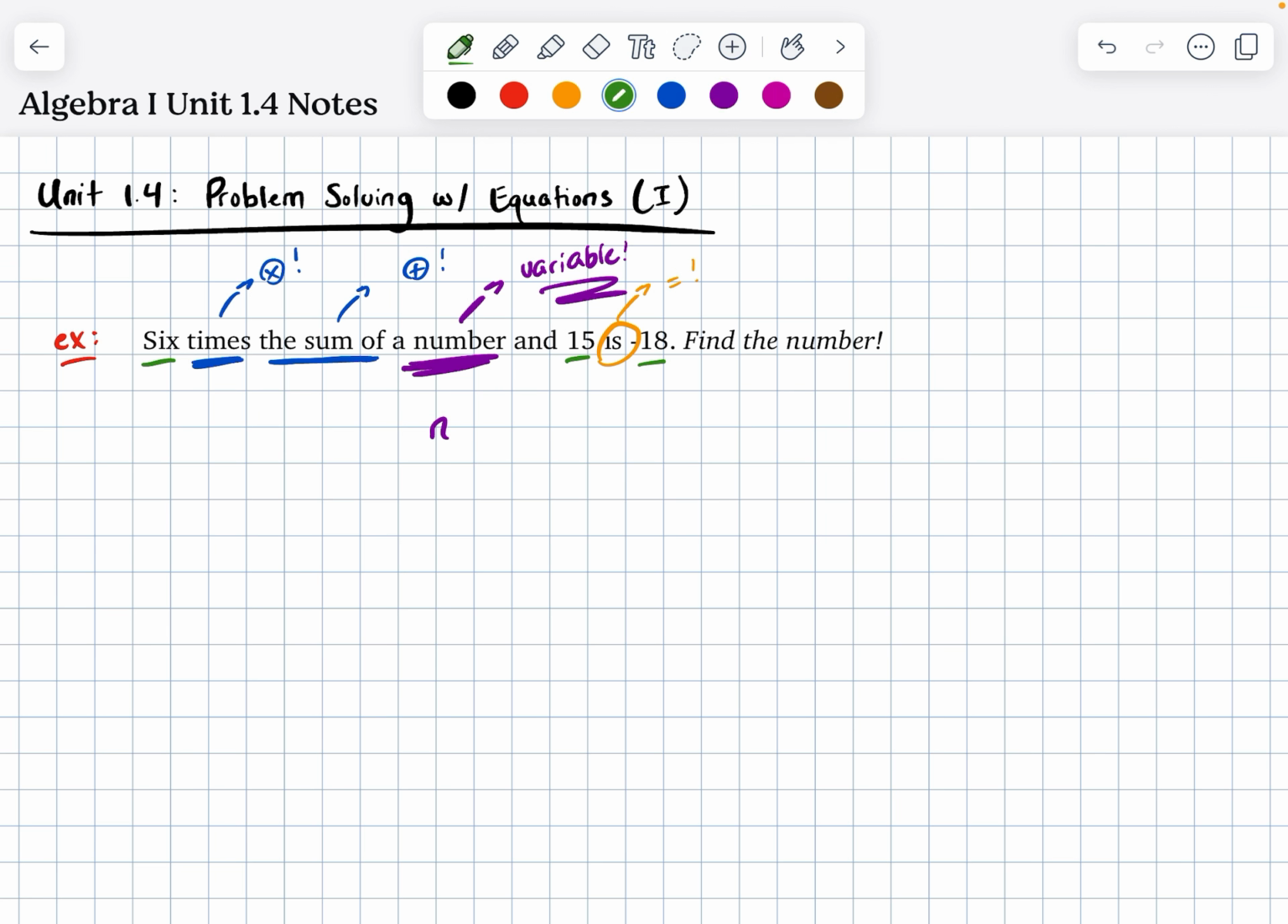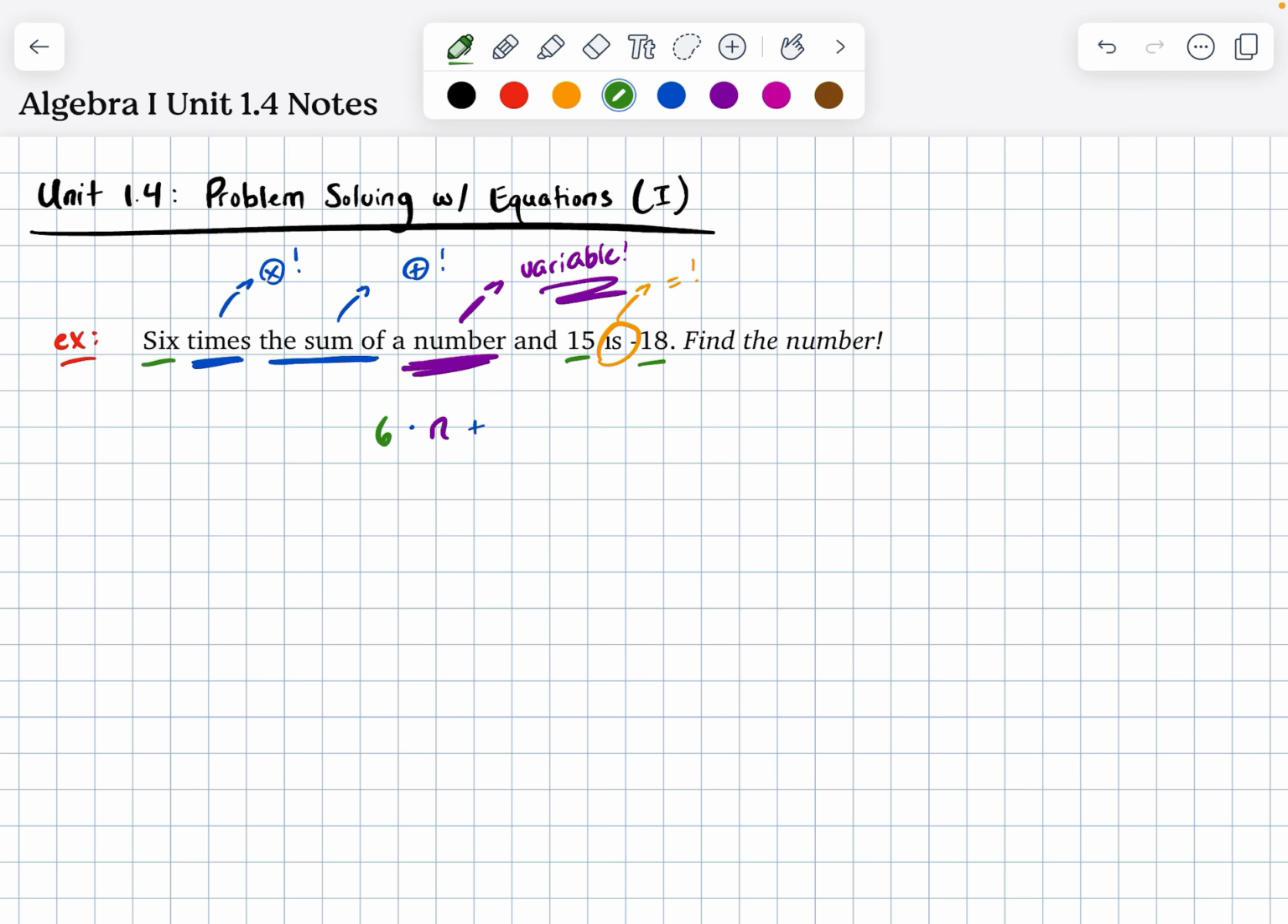Let me slot the rest of what I've got into an equation. So 6, and then I'm doing 6 times, so maybe I'll use a dot to represent my multiplication. In this case, what's being multiplied by 6? Is it just the number? I don't think so. It's the sum. So it's the number plus 15 that's being multiplied by 6. Well, how could I indicate in symbols that it's the number plus 15, that whole thing, that's being multiplied by 6?